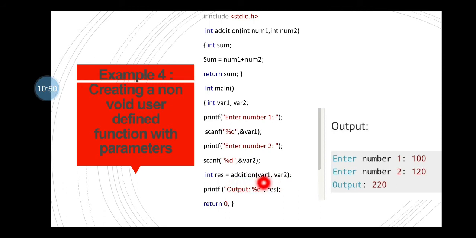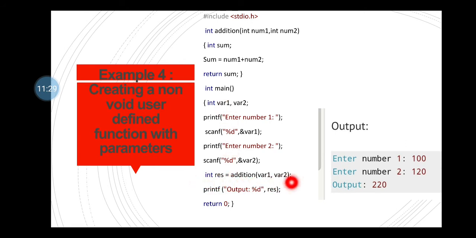Now this function is going to return the sum of these two actual parameters. So we need an integer variable, and we have taken one integer variable. So integer res is equal to addition var1 comma var2. It will be assigned into res. We should declare integer res over here, and then call res is equal to addition var1 comma var2. Then you print the output in this manner, result, and then end the main.